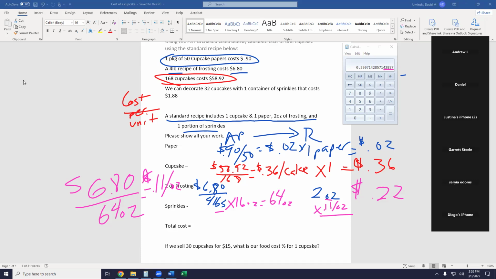All right, so the sprinkles. Let's do them real quick. Let me clean this up just a little bit.